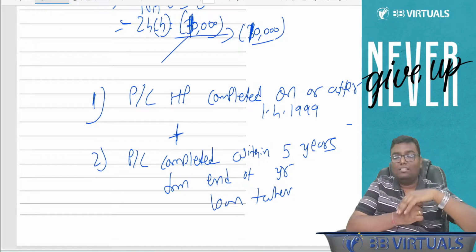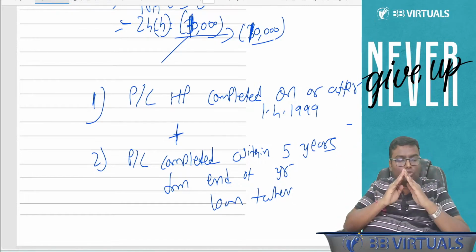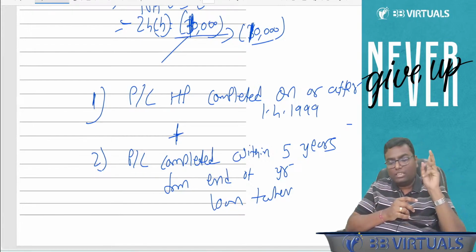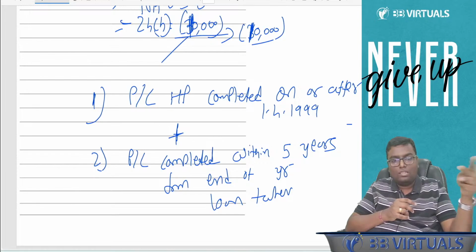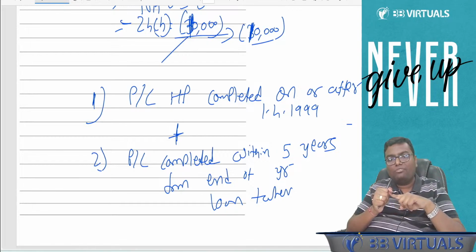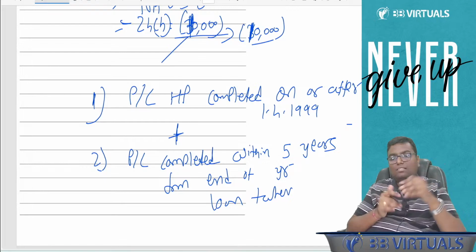So once again, LOP or deemed LOP, either repair renovation or purchase construction, no limit at all. If it is a self-occupied property, repair renovation 30,000; purchase construction, two conditions fulfilled, limit will be 2 lakh, otherwise 30,000. What are the two conditions to be fulfilled simultaneously? First, purchase or construction should be completed on or after 1st April 1999. Second, purchase or construction should be completed within 5 years from end of the year in which the loan is taken.